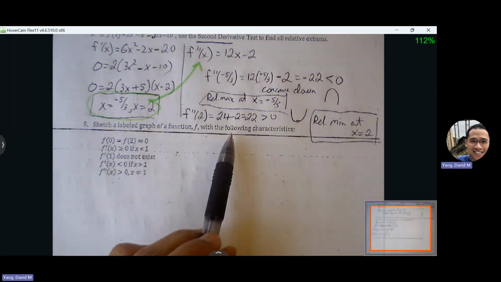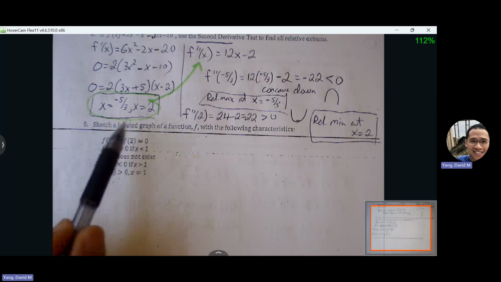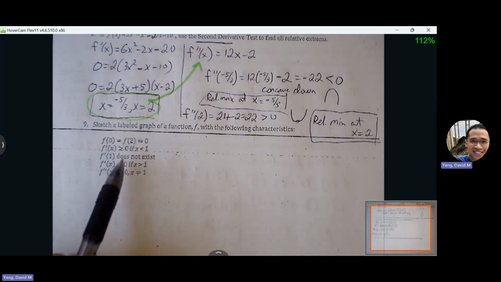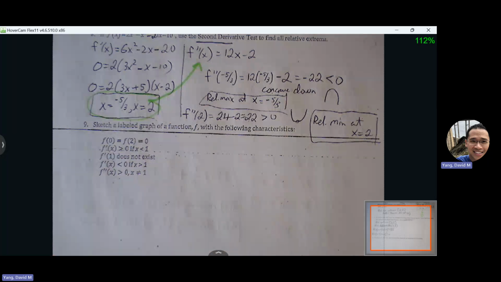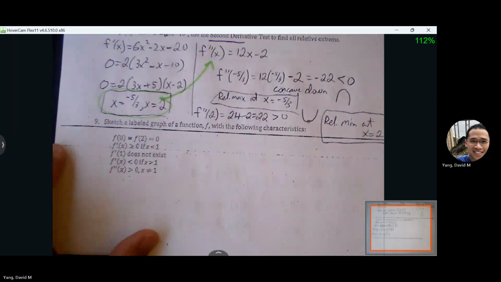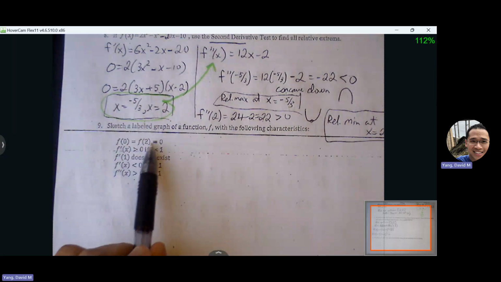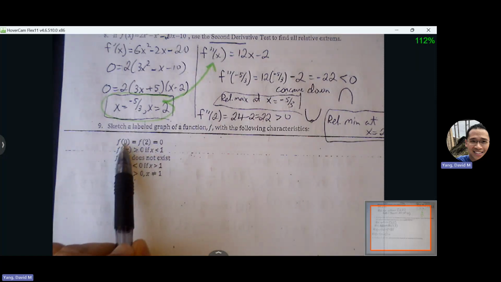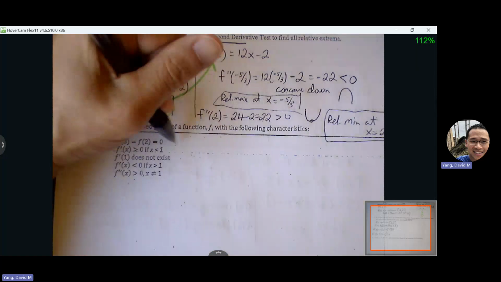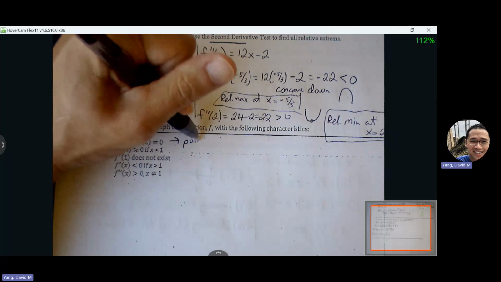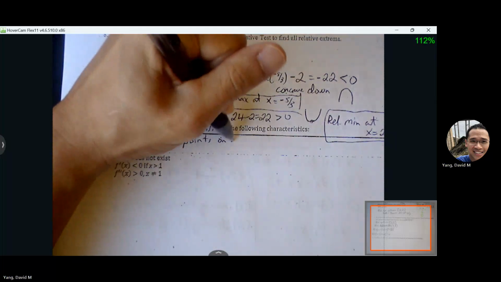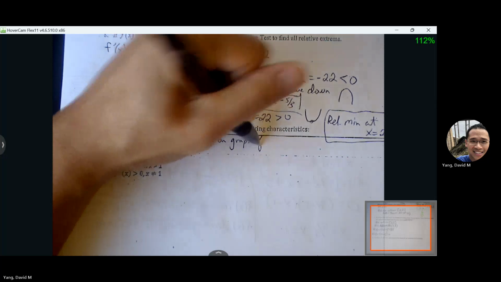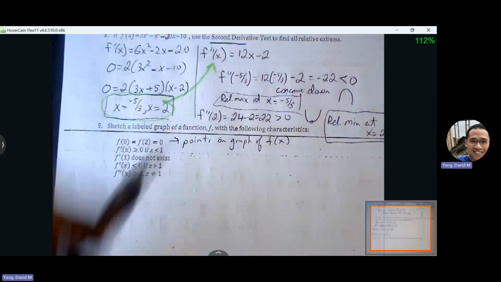Sketch a labeled graph of the function with the following characteristics. We haven't done this yet together as a class, so let's just walk through this. The idea is that if I can use these properties to create sign lines about slope and concavity, I'm going to take those shapes and try to create a graph out of it. So let me go through and talk about each of these statements here. f of 0 equals 0, f of 2 equals 0. These are just ordered pairs. These are the points that we can graph. Kind of help anchor a little bit.